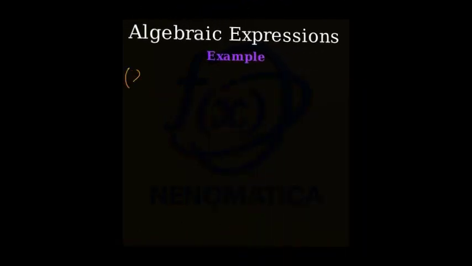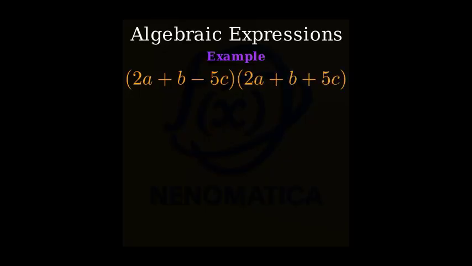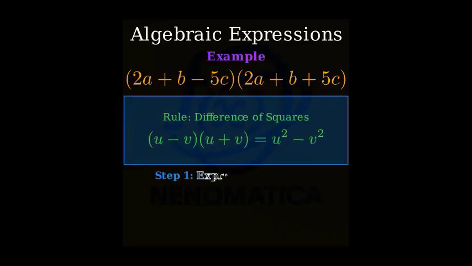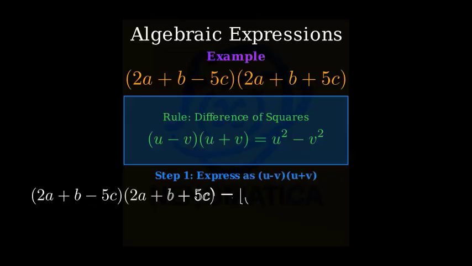Let's solve this first expression: (2a + b − 5c) multiplied by (2a + b + 5c). Let's start by rewriting this expression. Notice that we have something that looks like the difference of squares formula. We can rewrite this as the quantity (2a + b − 5c) times the quantity (2a + b + 5c).